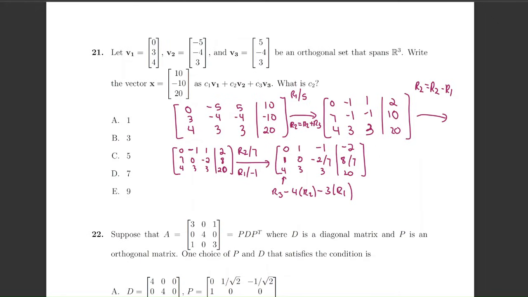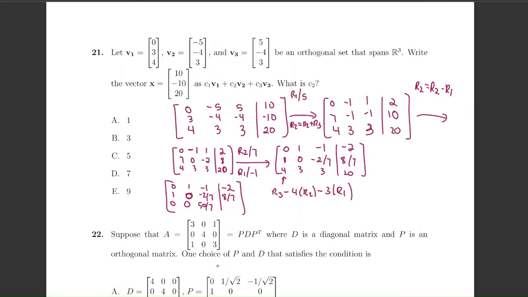So what does that give me? Something very long and annoying. Okay, 1, negative 1, negative 2, 1, 0, negative 2 sevenths, 8 sevenths. Okay, so 0, 0 here. So 3 minus 4 times row 2, 8 sevenths, minus 3 times negative 1. So that's 6 plus 8 sevenths, 50 over 7. Great. So then we have 20.